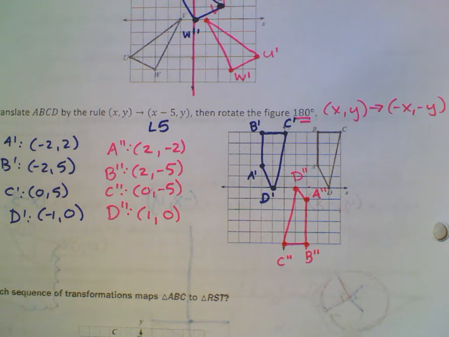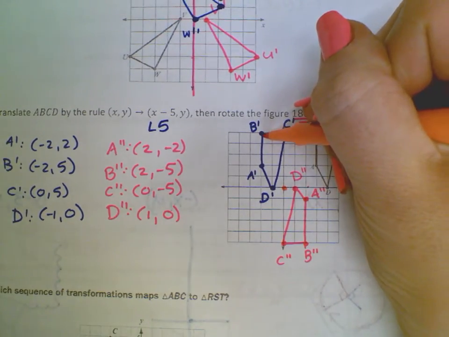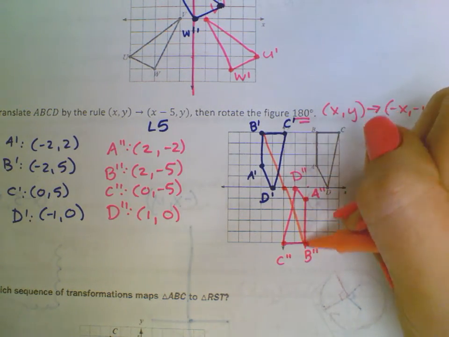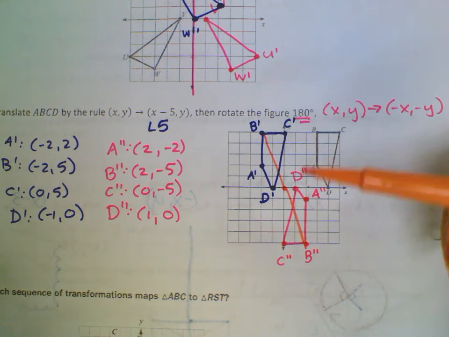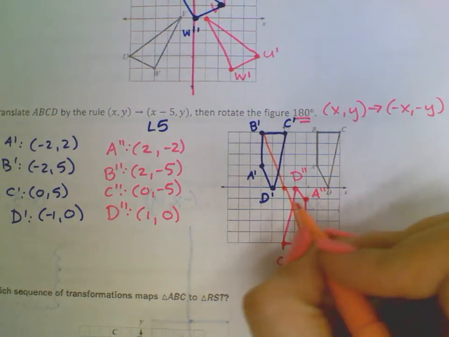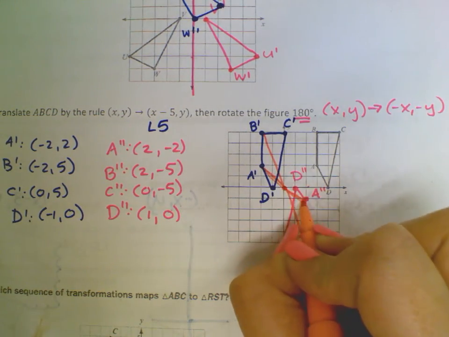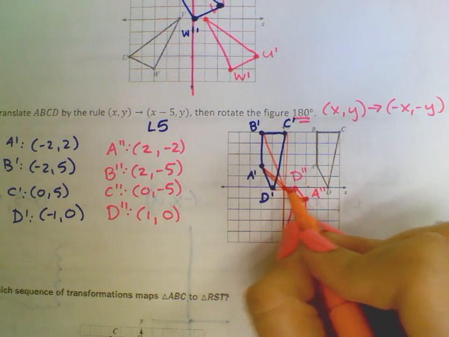So you can always double check. My center of rotation is the origin, and you can always get your point, and then you can go from B prime to the center of rotation and B double prime to the center of rotation, and you can see that that's a straight line. A straight line measures 180 degrees, so that shows me a 180 degree rotation. I can do the same thing with A prime and A double prime. They form that straight line. C and C form a straight line, and D and D form that straight line.